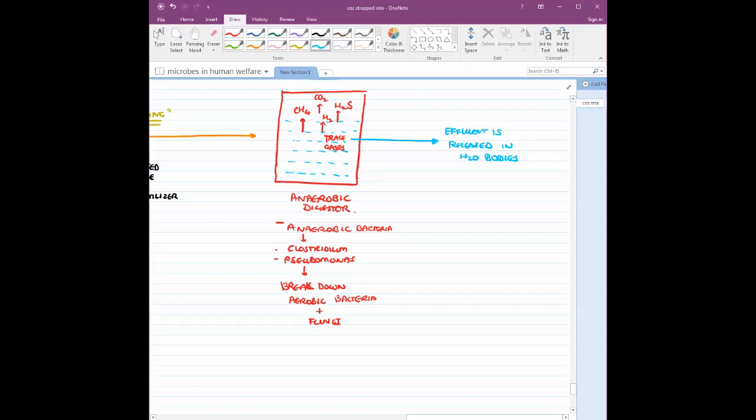anaerobic bacteria cannot sustain oxygen in the environment. Then what will happen? The moment they come in contact with oxygen, they are going to die. And the moment they die, guys, immediately you're going to see that the water is going to be clean.